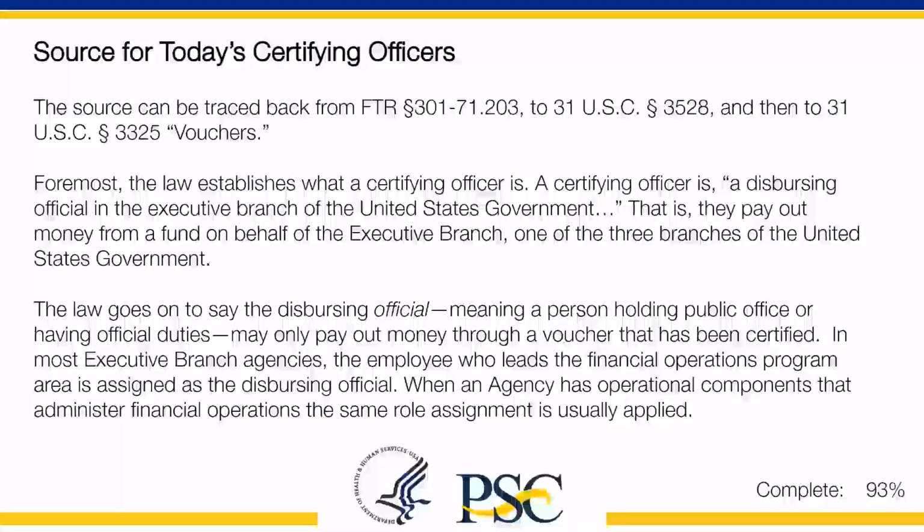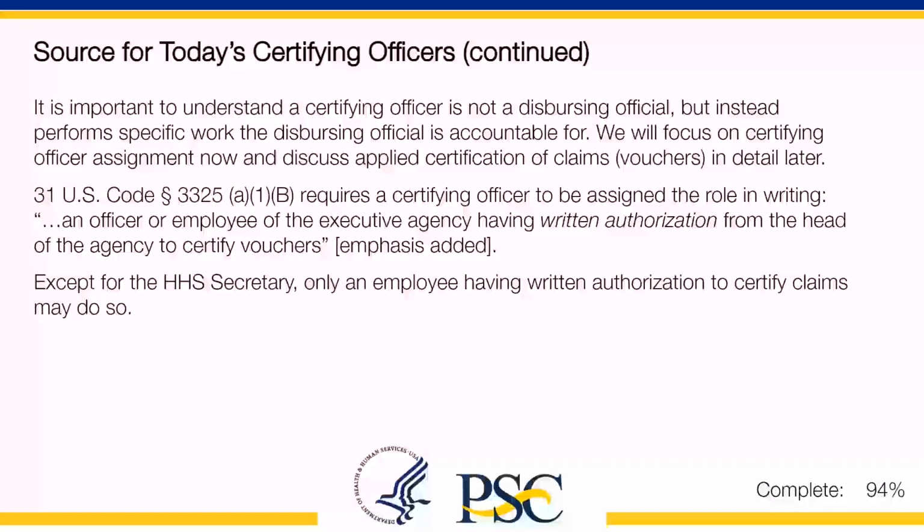The law goes on to say the disbursing official, meaning a person holding public office or having official duties, may only pay out money through a voucher that has been certified. In most executive branch agencies, the employee who leads the financial operations program area is assigned as the disbursing official. When an agency has operational components that administer financial operations, the same role assignment is usually applied. It is important to understand that a certifying officer is not a disbursing official, but instead performs specific work for which the disbursing official is accountable. We will focus on certifying officer assignment now, and discuss applied certification of claims, vouchers, in detail later.